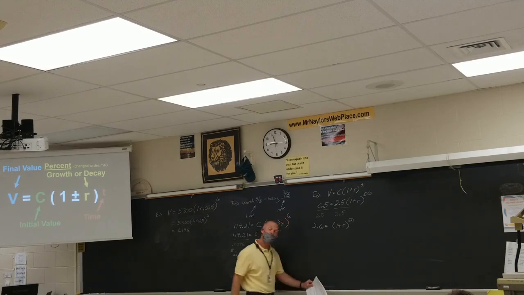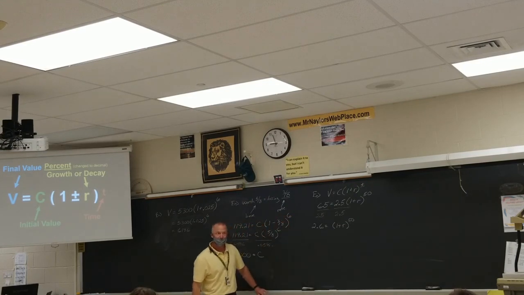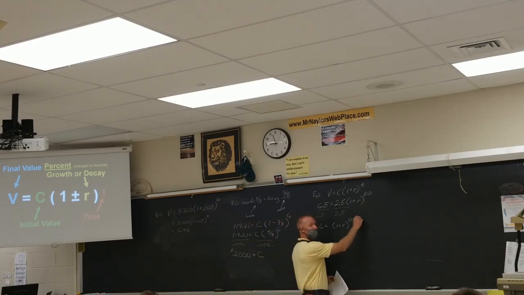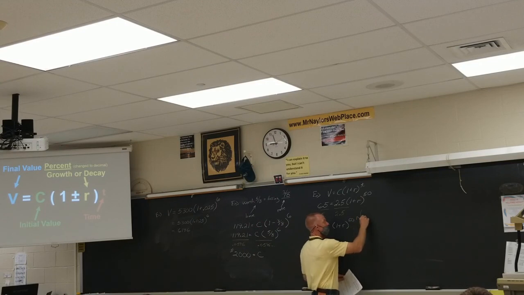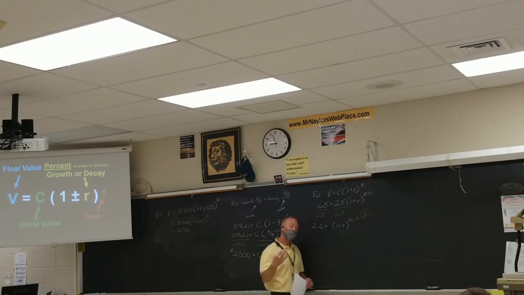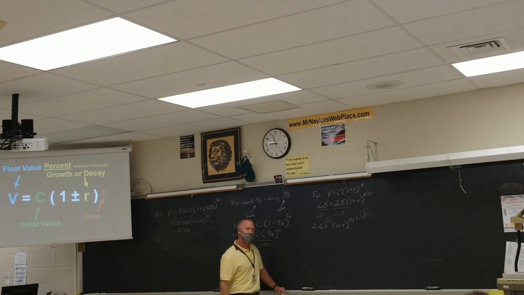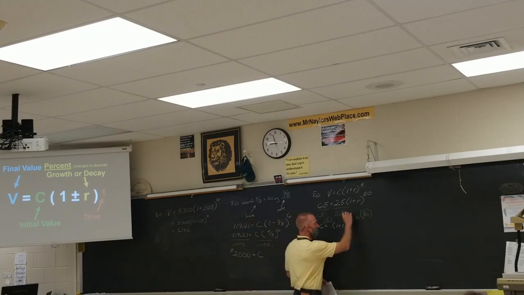So how do you cancel that 50? This might be something you haven't seen before. It's not hard, but you might not have seen it. I can raise both sides to an exponent. I can raise both sides to the 1/50. It's called the reciprocal. So I raise this side, I raise the other side now to the 1/50. Just by the way, that cancels the exponents.